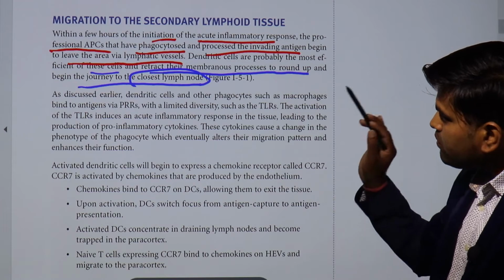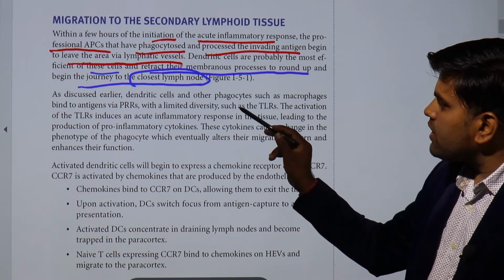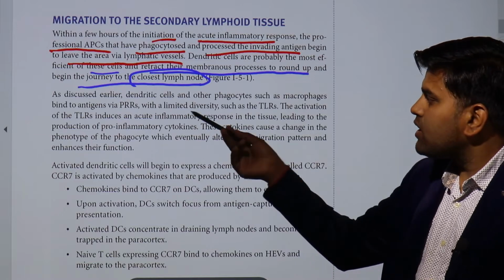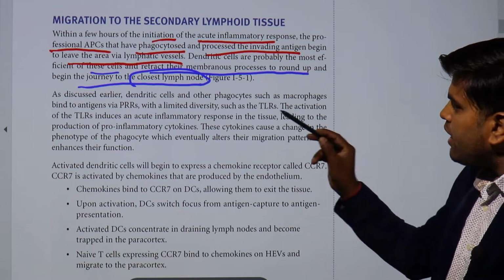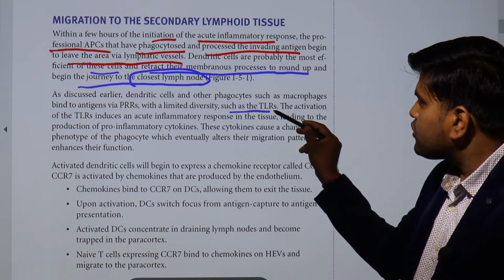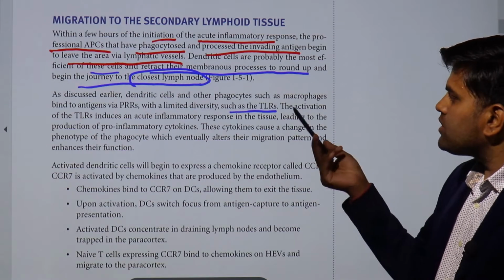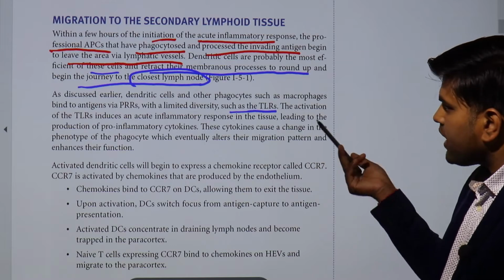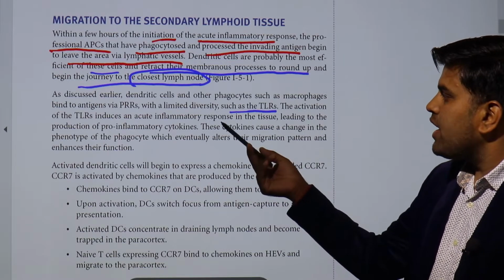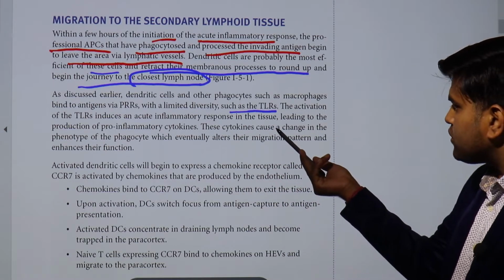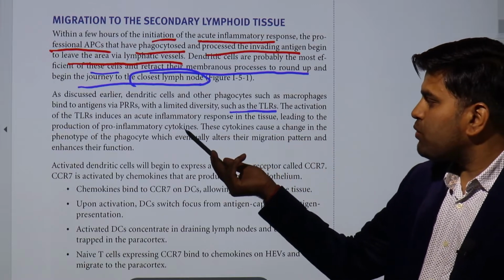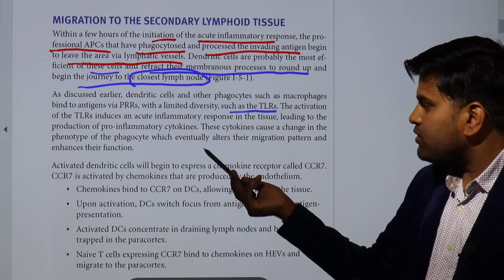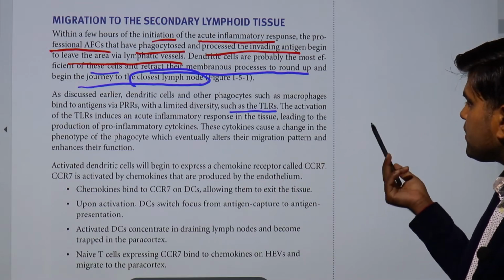Okay. As discussed earlier, dendritic cells and other phagocytic cells such as macrophages bind to the antigen via pathogen recognition receptors with limited diversity, such as the toll-like receptor. So we know the dendritic cell and macrophage bind with the antigen by this toll-like receptor. The activation of this toll-like receptor induces an acute inflammatory response in the tissue, leading to the production of pro-inflammatory cytokines. These cytokines cause a change in the phenotype of the phagocyte, which eventually alters the migration pattern and enhances their function.